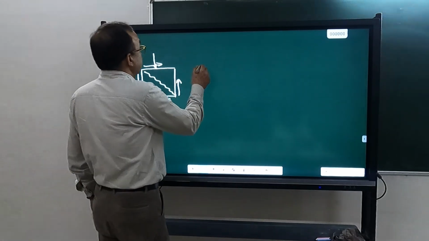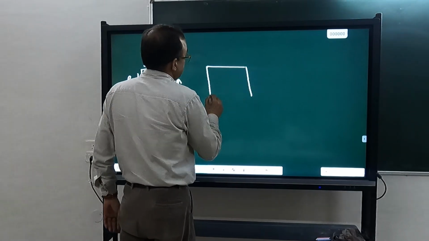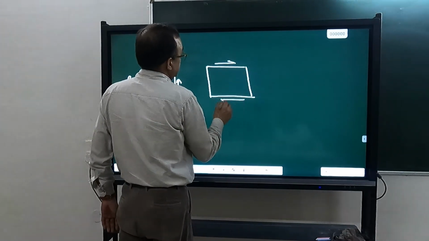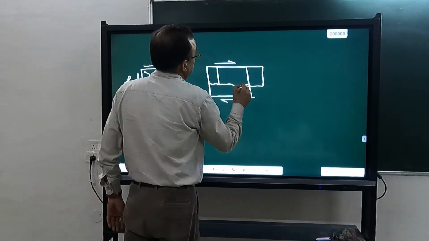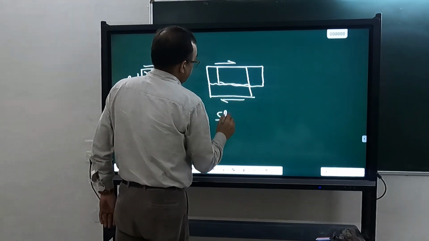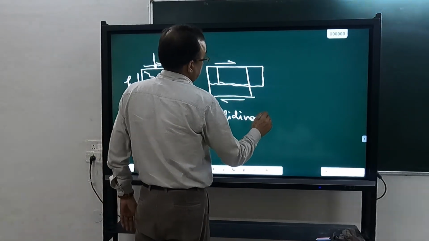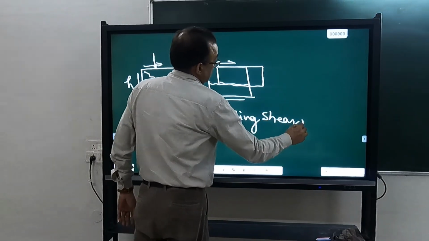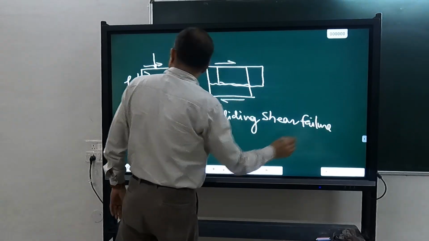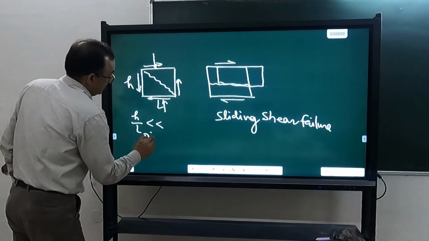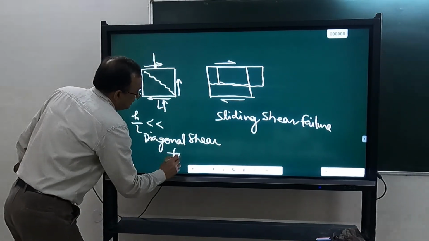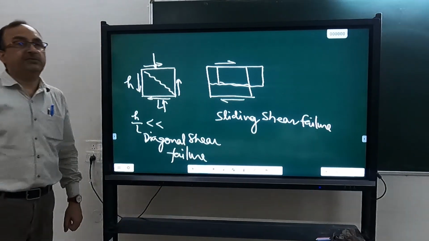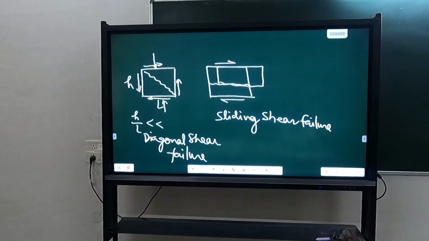Another type of shear failure is also possible, in which when I apply the shear force here, the sliding occurs and it fails. This is sliding shear. Can you guess in which case sliding shear will occur and in which case diagonal shear failure will occur?